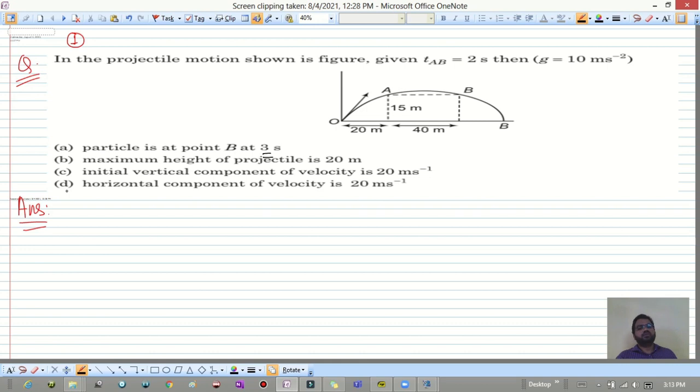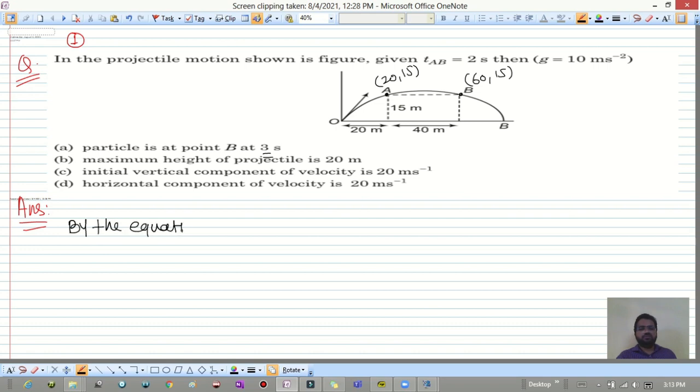Okay. So for that we require firstly what is called as the total range, right? So how to calculate that? So over here it is given at this point's coordinates. If you write x coordinate we have 20 and the y coordinate we have 15. Here also at point B, if you calculate the x coordinate we have 60 and the y coordinate we have 15, right?